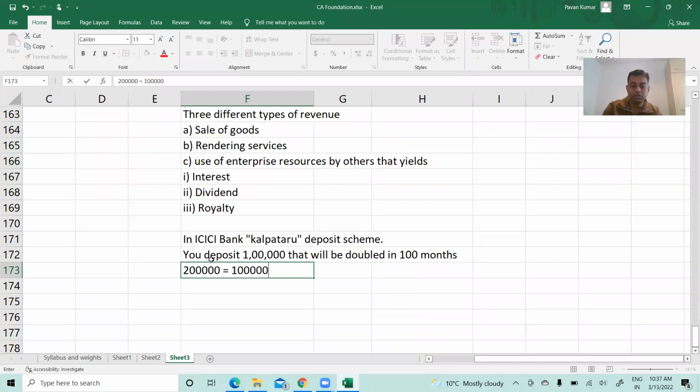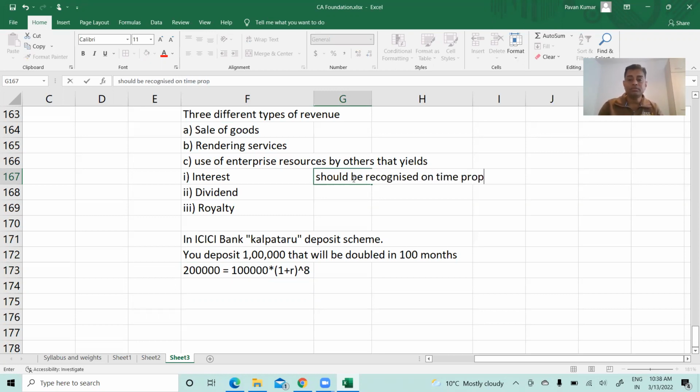2 lakhs is the future value, 1 lakh is the present value, into (1 plus r) whole power n. 100 months, say for example 8 years, so (1 plus r) whole power 8. You solve for r, and based on that rate, every year you recognize in books. This is nothing but the IRR concept. So write down: interest should be recognized on time proportion basis. Always interest should be recognized on time proportion basis.